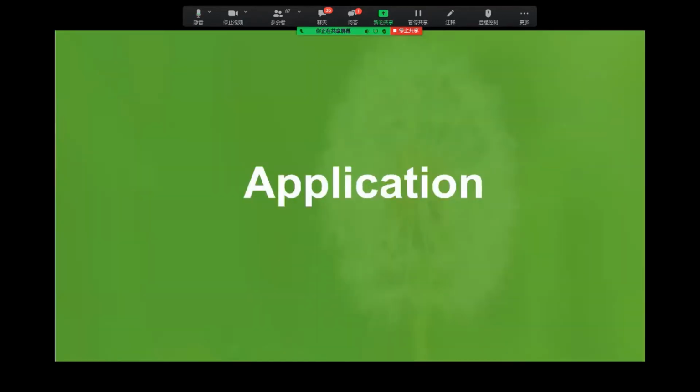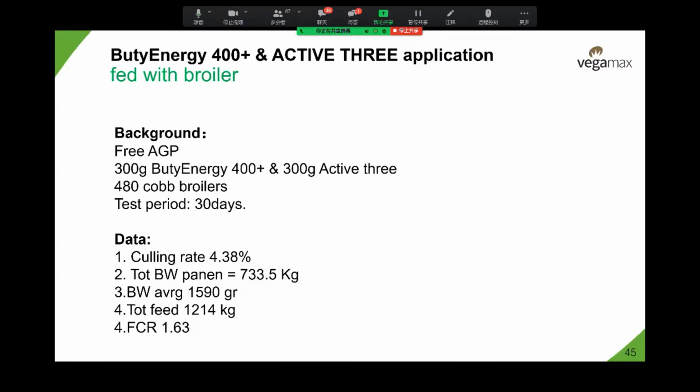Besides the tests for each product, we also collected many actual feed tests about the combination of Oct.25 and Built-Energy 400 plus. This is a trial from our overseas client for long AGP-free broiler farming. The dosage is 300 Built-Energy 400 plus and 300 Oct.25. The test period is 1 month. Finally, we get the data that the cooling rate is around 4.38, and also the FCR is only 1.63.